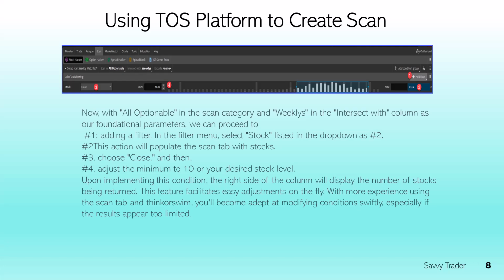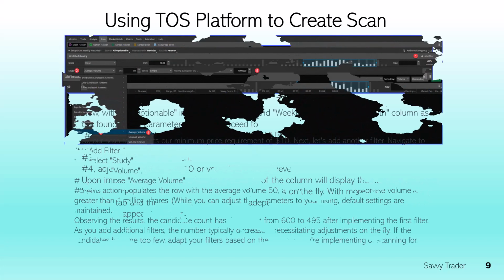number one, add filter, select the stock in the drop down, and this will populate the scan tab with stocks. And then I choose the close, and after the close I choose 10 for my stock level, and I don't have any maximum parameters at that point. That filters down my list a little bit more. And then next we'll jump into doing volume.